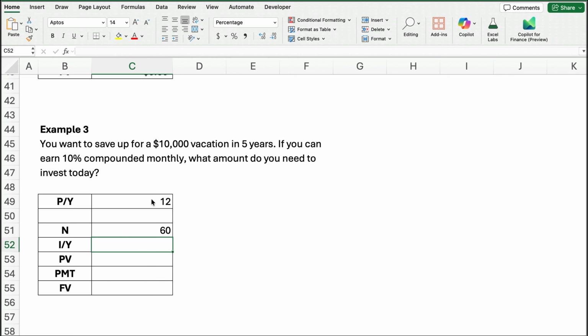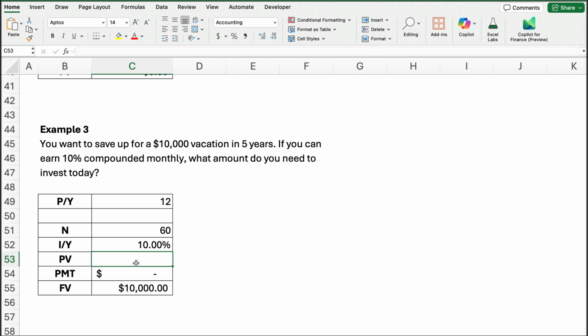Now you could save $100 a month, and that would help you get to your goal much faster. But we're just saying, what amount do you need to invest right now to have $10,000 in 5 years if you can get this 10% return? So our return is 10%. The present value is what we're going to calculate. The payment is 0. We're not making monthly payments. And the future value is going to be $10,000. We want to have $10,000 at the end.